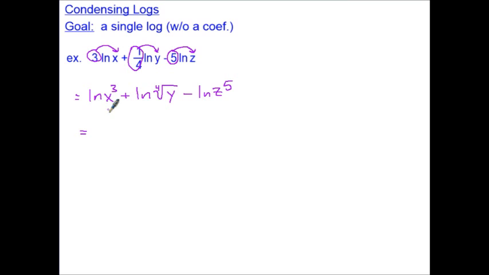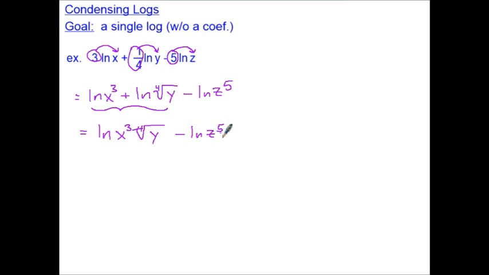Alright, now first things first, I've got this addition. Basically working from left to right because I don't have any sort of parentheses or brackets or anything forcing me to do one thing before something else. Since that's the case, I have an addition, so I can turn that into a multiplication. So natural log of x to the third, and then just be careful how you write this, so your 4 is definitely the index and the 3 is definitely an exponent out there. So natural log of x to the third, fourth root of y. And I'm still going to have this minus natural log of z to the fifth out here.